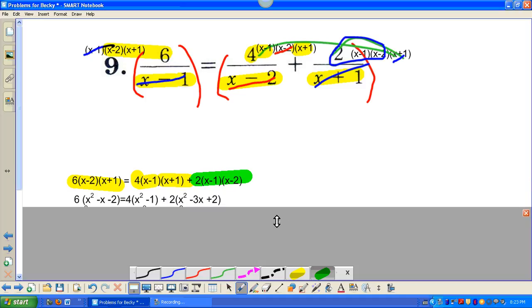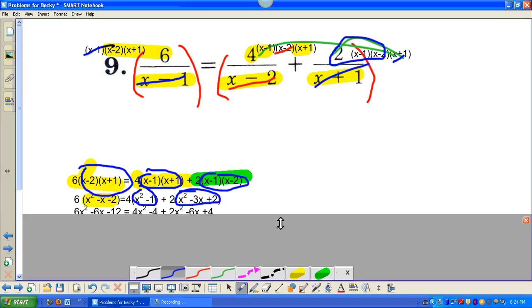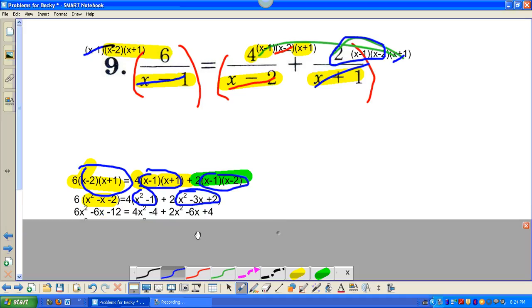What I have to do in the next step is FOIL. X squared minus x minus 2 is FOILing the x minus 2 times the x plus 1. When I FOIL x minus 1 times x plus 1, I'm left with x squared minus 1. And when I FOIL the x minus 1 times x minus 2, I'm left with x squared minus 3x plus 2. The next step I distributed the 4 to the x squared and the minus 1. I distributed the 2 to those 3 terms.